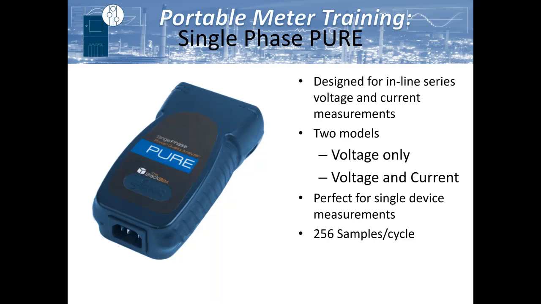Okay, it's a picture of the Pure meter. So we have a total of 3 portable meters. The first one we're going to go over is a single phase Pure. It's designed for inline series voltage and current measurements. There's 2 different models. One will measure voltage only, the other one measures voltage and current. It's perfect for single device measurements, and like its older sibling, the 3-phase Pure, it does 256 samples per cycle. Next slide, please.